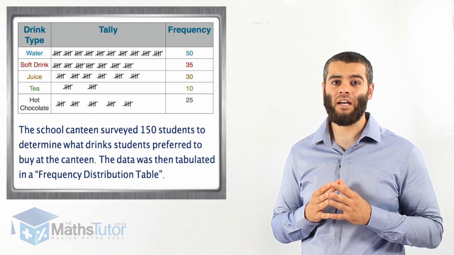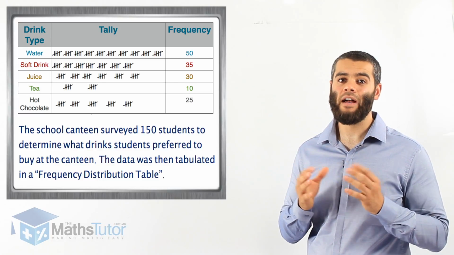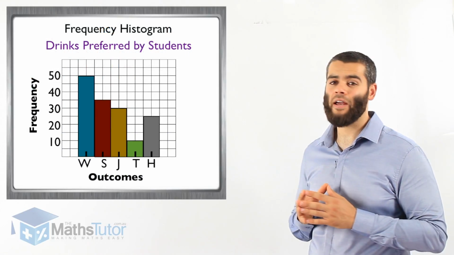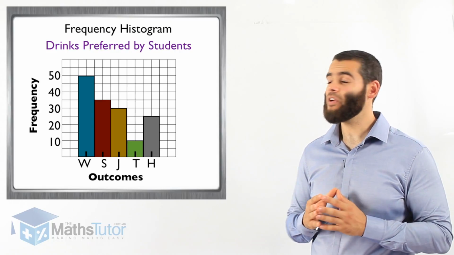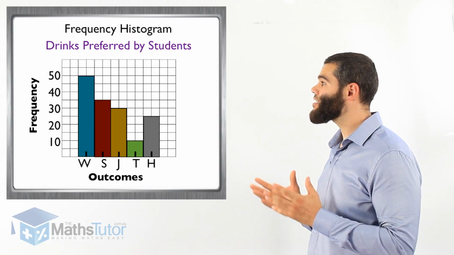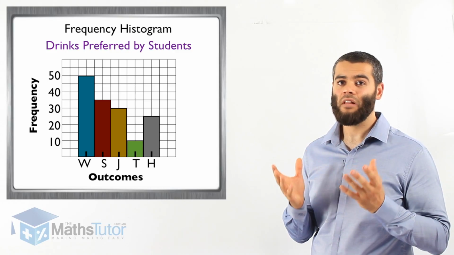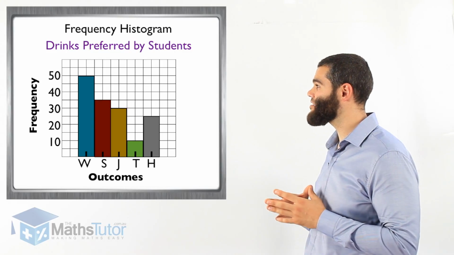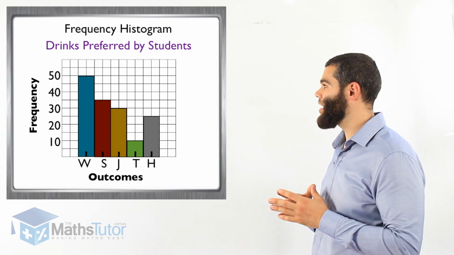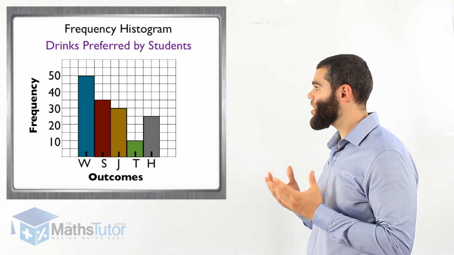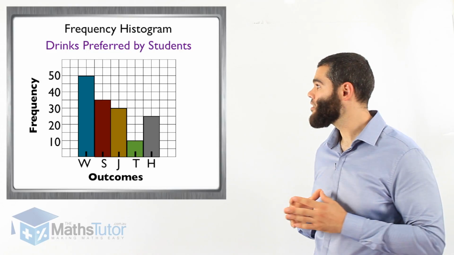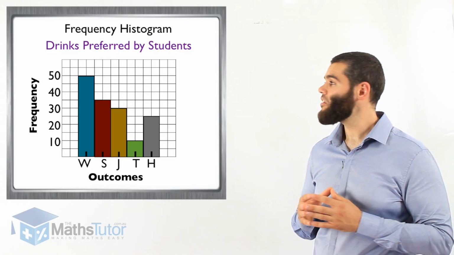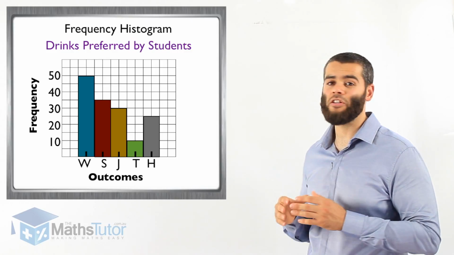Another way to display the data is to put it in a graph format. We have two types of graph. We're going to look at the first one, called the frequency histogram. The frequency histogram is actually a column graph, based on columns. We have the frequency axis, which is the vertical axis, and the horizontal axis is the outcome. W for water, S for soft drink, J for juice, T for tea, and H for hot chocolate. And the frequency is how many students preferred each drink.